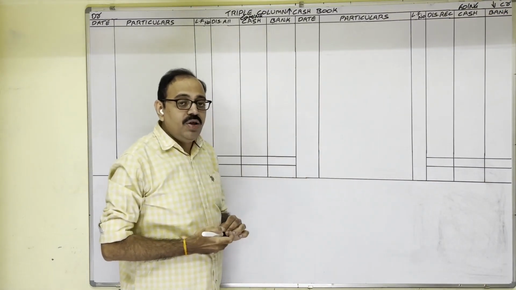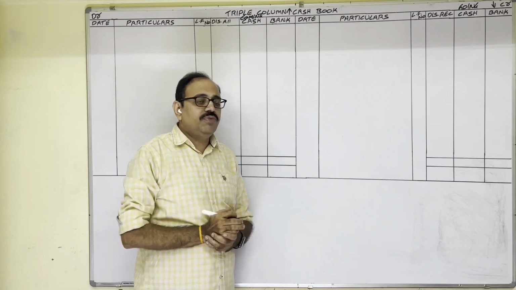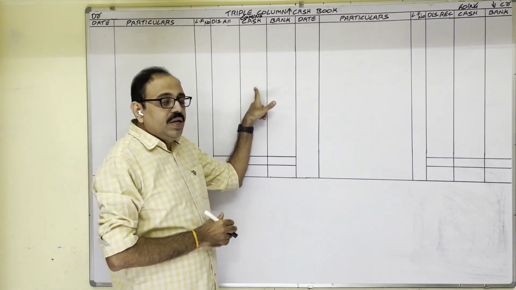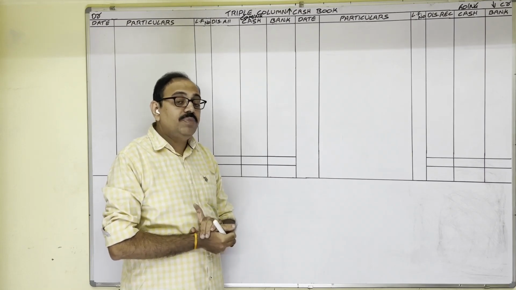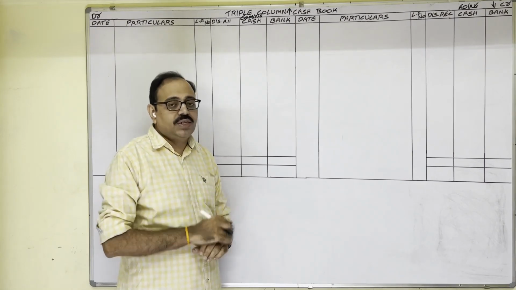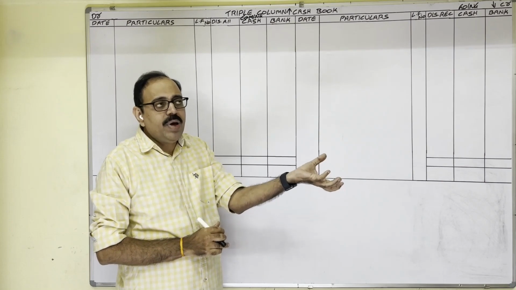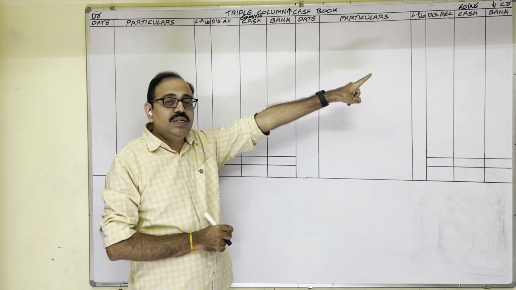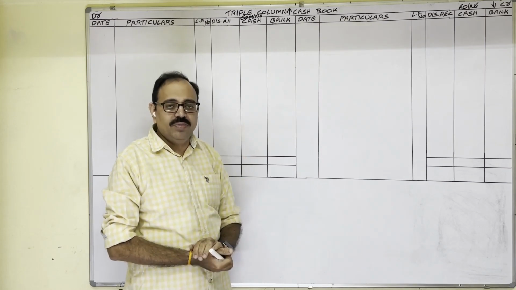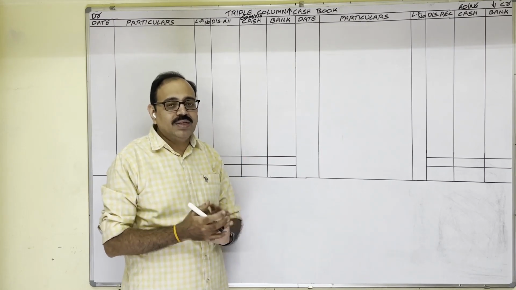So for the cash column, if cash is coming into the firm, debit side. If cash is going from the firm, credit side. For the bank column, the hint is: because of a transaction, if our bank balance is increasing, debit side bank column. If the bank balance is decreasing, credit side bank column. So first we will write the opening balances.